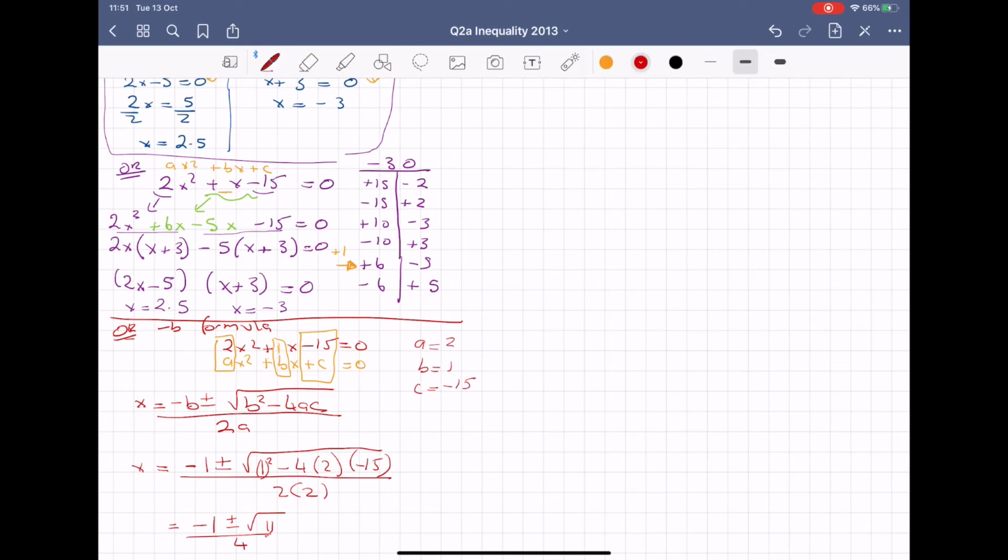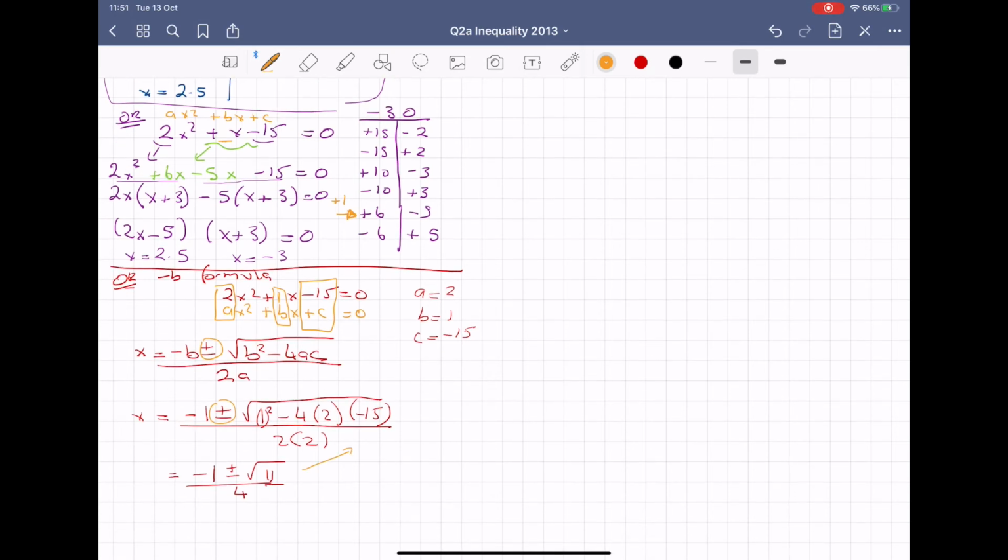Now at this stage, we deal with this plus and minus that was here all the way down. If you look above here, you'll see that for any quadratic I get two answers. I got 2.5 and minus 3. So where do the two answers come from in the minus b formula? Well, it comes from me splitting that sign. So I get minus 1 plus root 11 over 4 will give me one answer. And the second answer will come from the minus, so that I get minus 1 minus root 11 over 4 to give me the second answer.